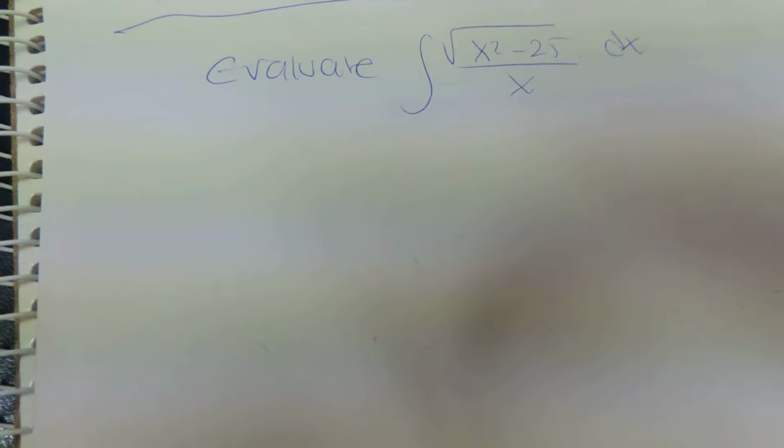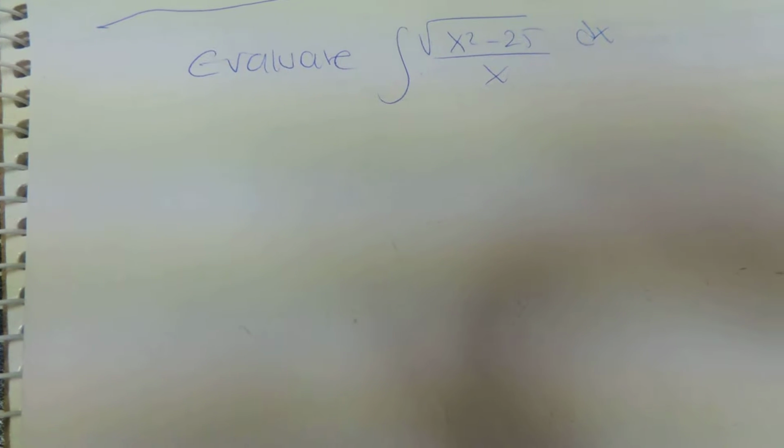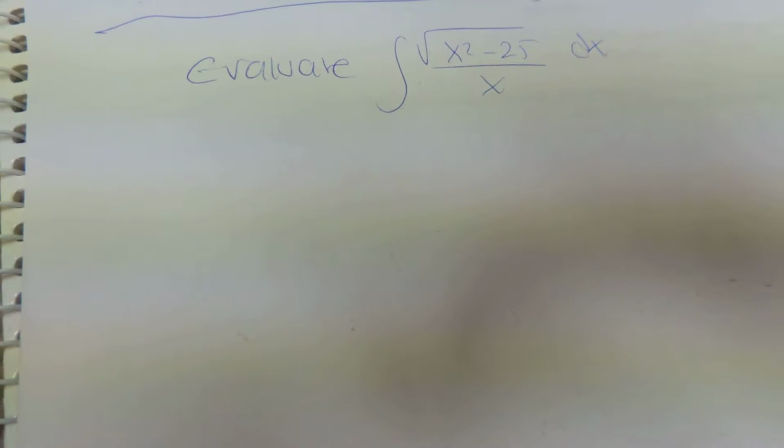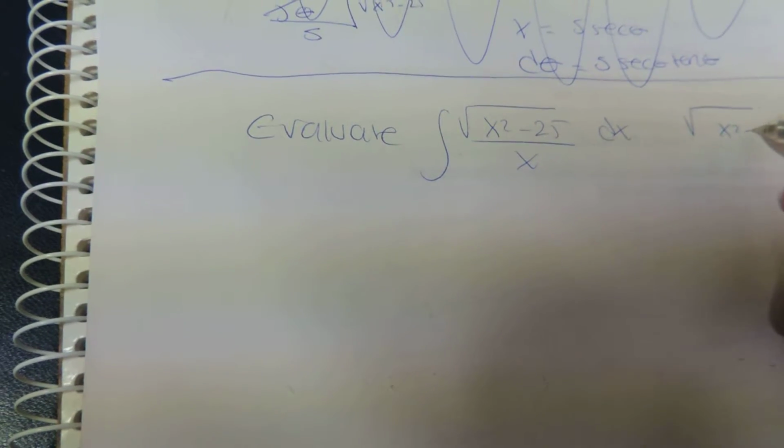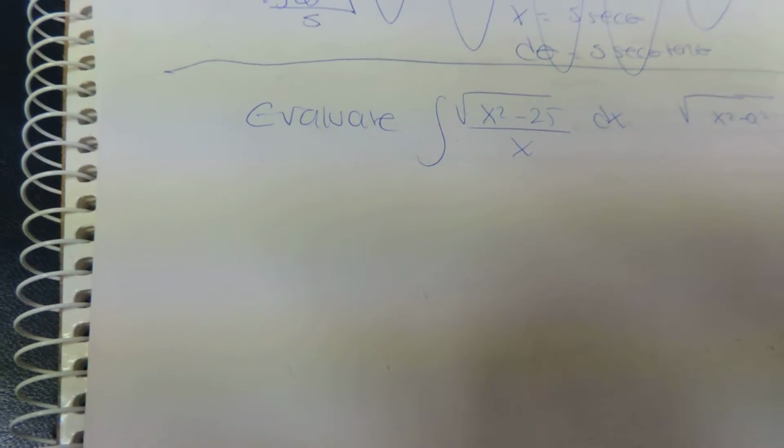My question comes from Chapter 7.4, Trigonometric Substitution. When we look at this integral, which is the square root of x squared minus 25 divided by x dx, we can see that it has an integrand of the square root of x squared minus a squared, which in this case, a is equal to 5.